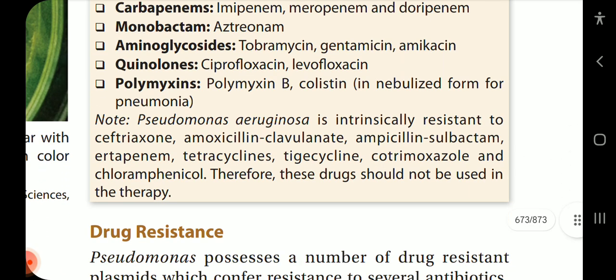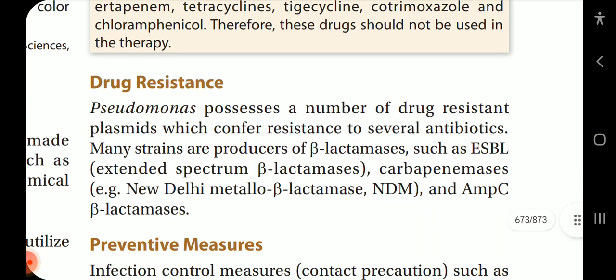Note: Pseudomonas aeruginosa is intrinsically resistant to ceftriaxone, amoxicillin-clavulanate, ampicillin-sulbactam, ertapenem, tetracycline, tigecycline, cotrimoxazole, and chloramphenicol. Therefore, these drugs should not be used in the therapy.